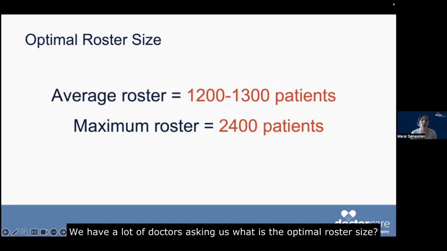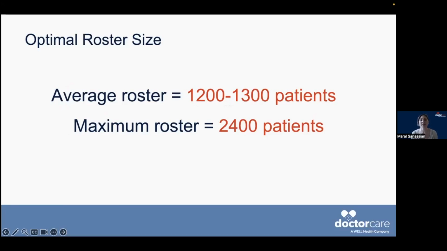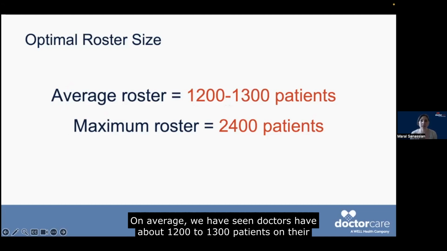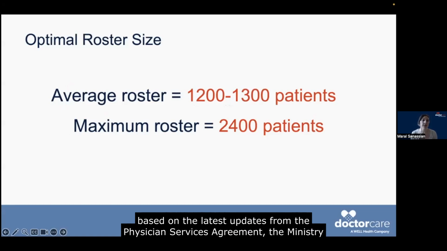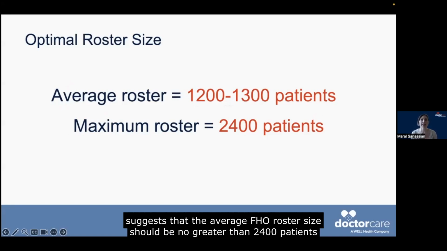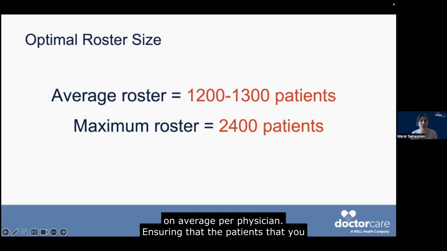We have a lot of doctors asking us, what is the optimal roster size? On average, we have seen doctors have about 1,200 to 1,300 patients on their roster. In terms of the maximum size, based on the latest updates from the Physician Services Agreement, the ministry suggests that the average FHO roster size should be no greater than 2,400 patients on average per physician.